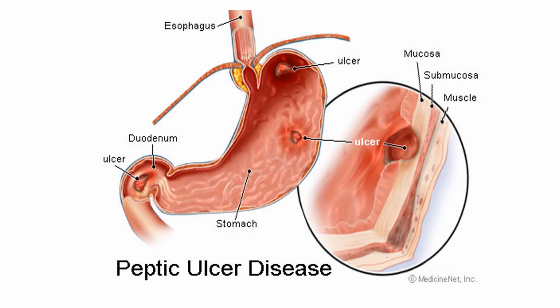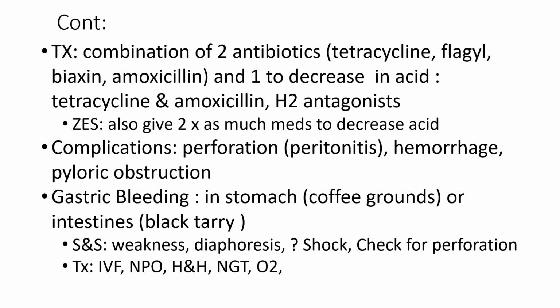Treatment includes 2 types of antibiotics: tetracycline, Flagyl, Biaxin, amoxicillin, and one to decrease acid levels. H2 antagonists are also used. The Zollinger-Ellison syndrome also gets twice as much meds to decrease acids because it's just crazy, and it's actually a tumor that's causing it to secrete.